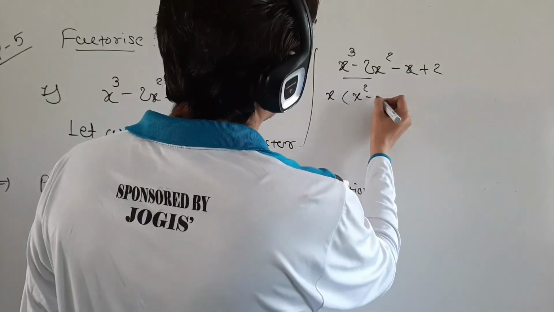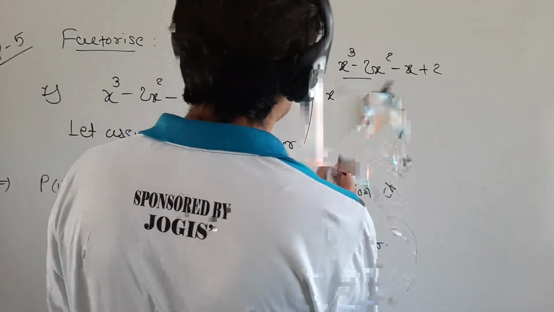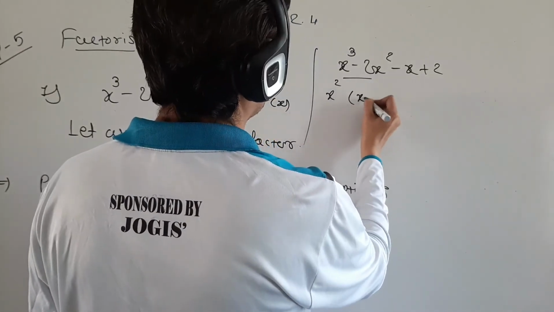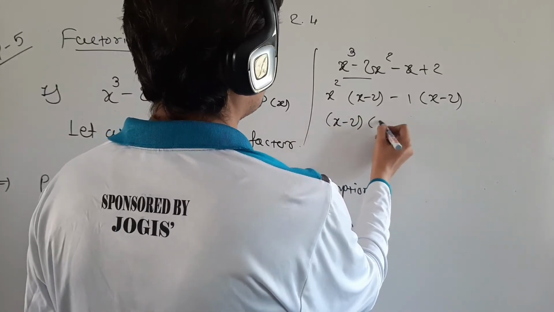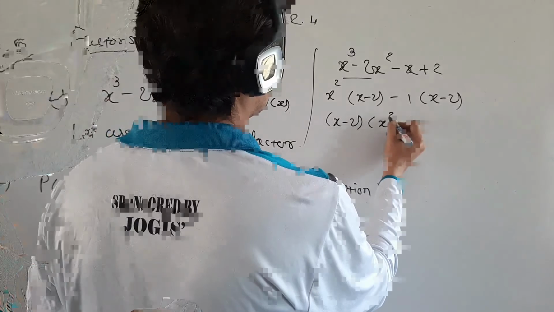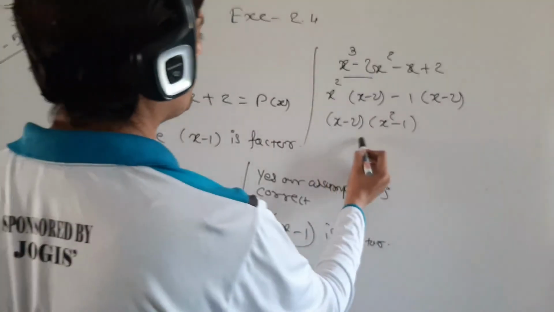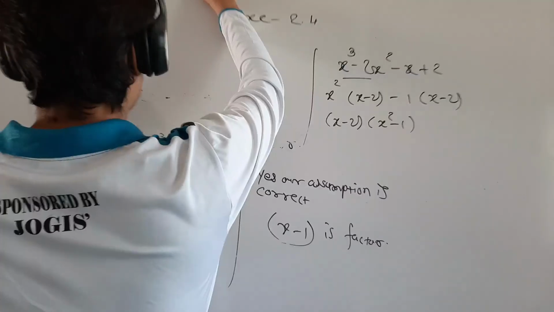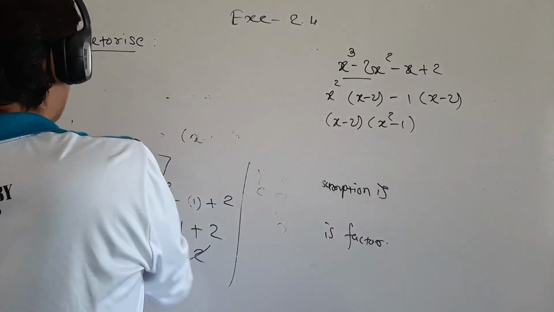Sorry, x square is common. So x minus 2, and minus 1 is common, so x minus 2. x minus 2 times x square minus 1. Oh, wait, students. This is not wrong, but by this method also we can get the answer. So to solve the question, don't forget this method. In the second and third questions, I will again explain what we can do.